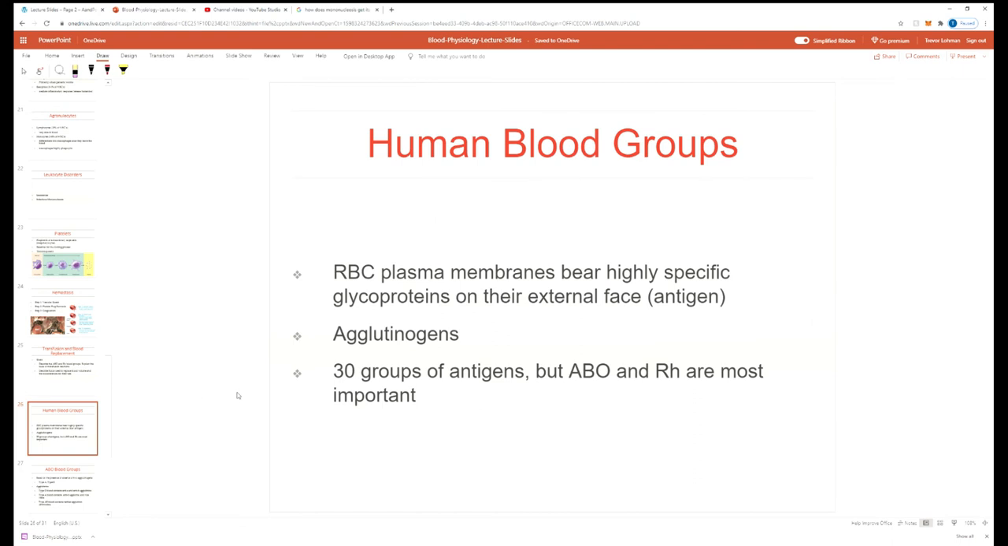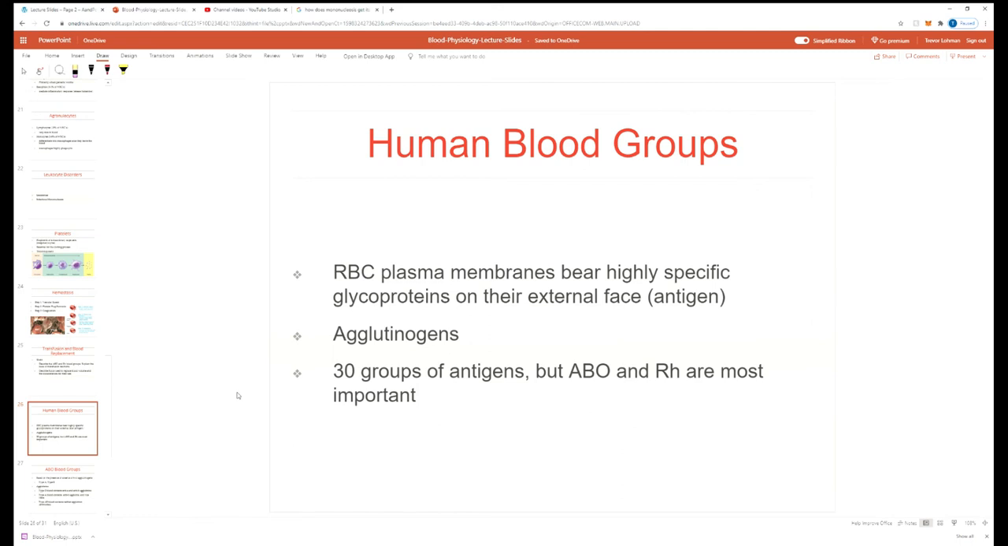So blood typing is based on what type of antigens are present on a red blood cell. So your plasma membranes have highly specific antigens, so glycoproteins, on their external face. So any glycoprotein on the surface of a plasma membrane is an antigen.